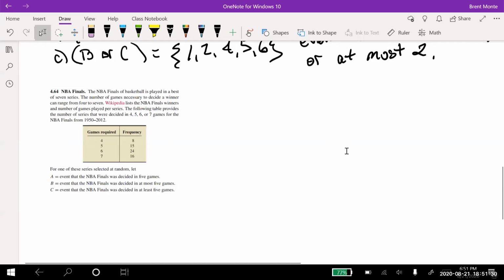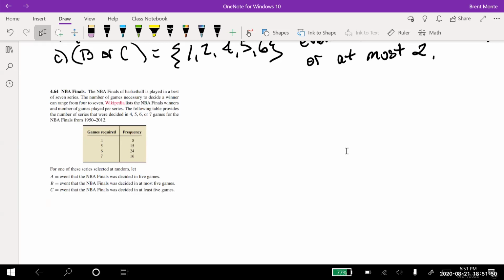Ooh, NBA Finals. The NBA Finals of basketball is played in a best-of-7 series. The number of games necessary to decide a winner can range from 4 to 7 games. So it's best of 7. So if you win 4 games, there's only 3 other games left. The other team can't win the series. You win the series. So you may win it in 4 games, 5, 6, or 7.